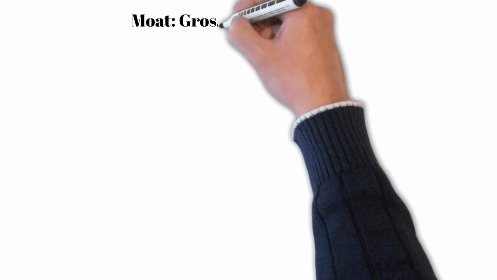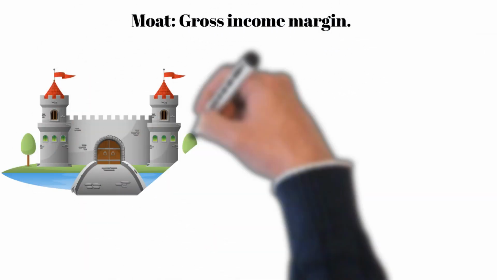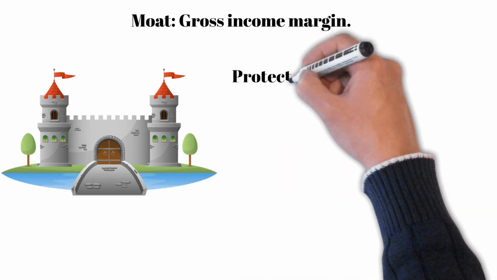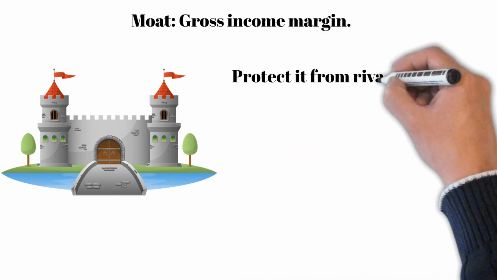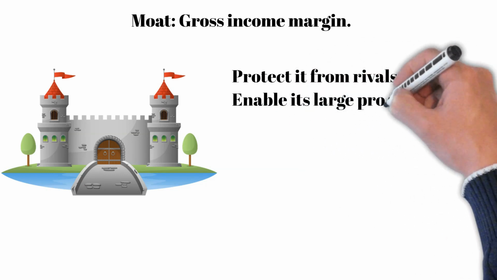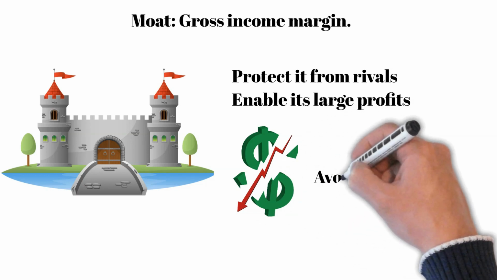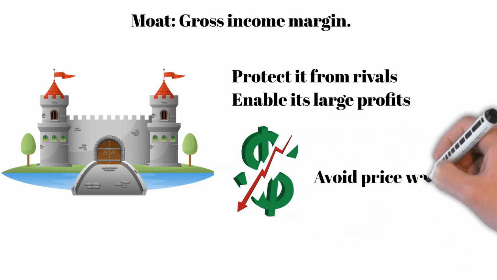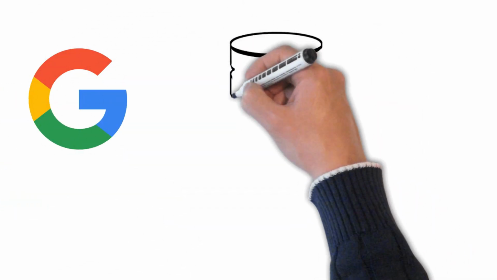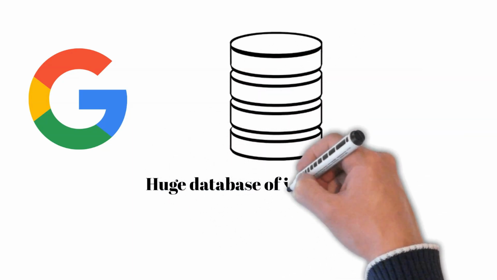Second, moat or gross income margin. A company with a strong moat is important to ensure the company has competitive advantages that protect it from rivals and enable its large profit. It does not need to worry about price wars and can just increase the price to cope with inflation. Google has a huge user database and that is enough for it to maintain its strong moat for digital marketing.